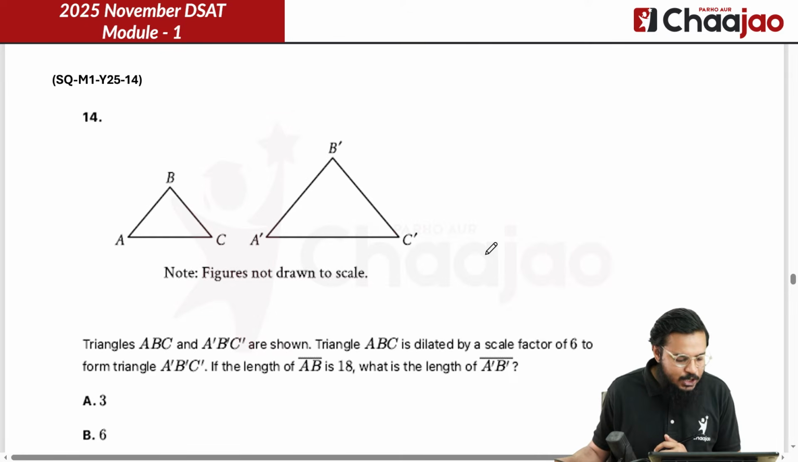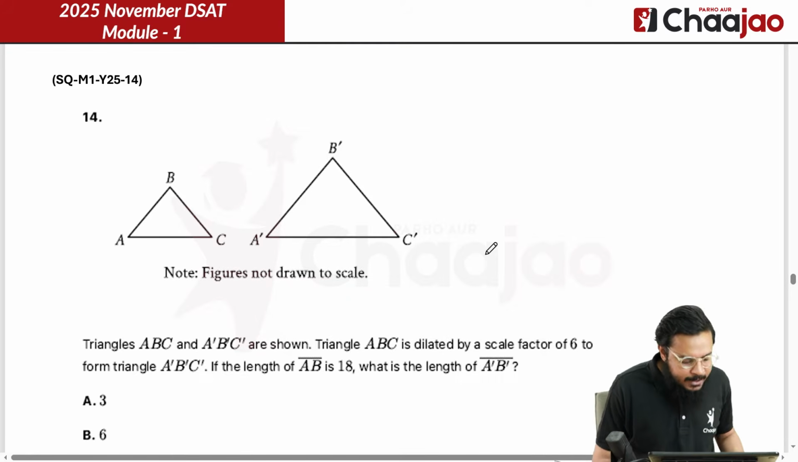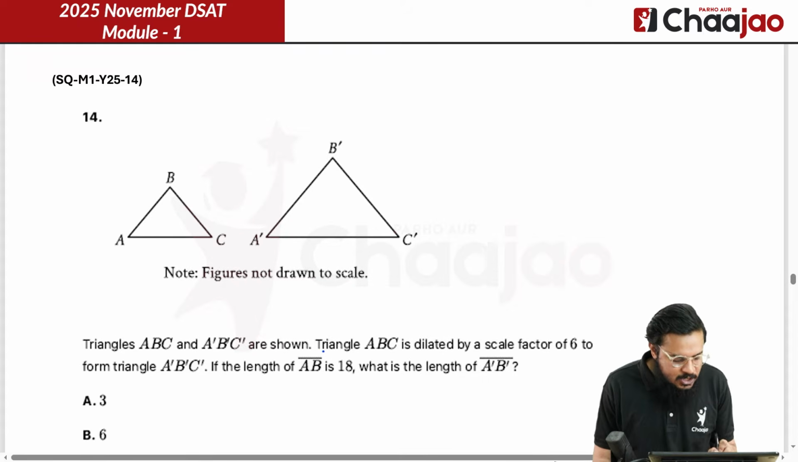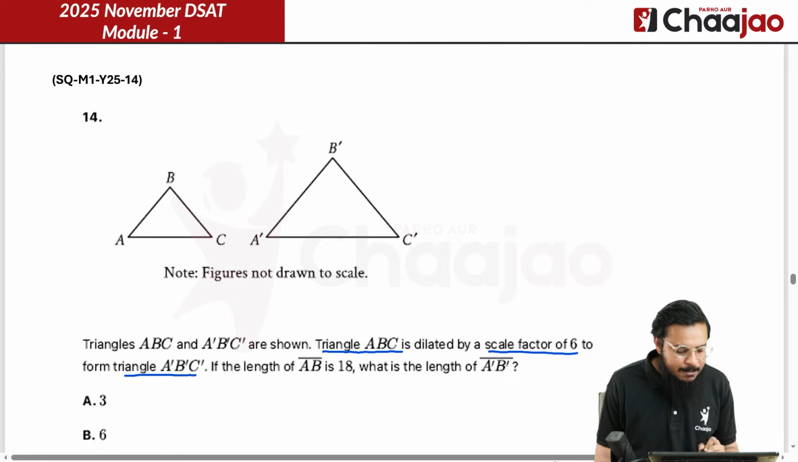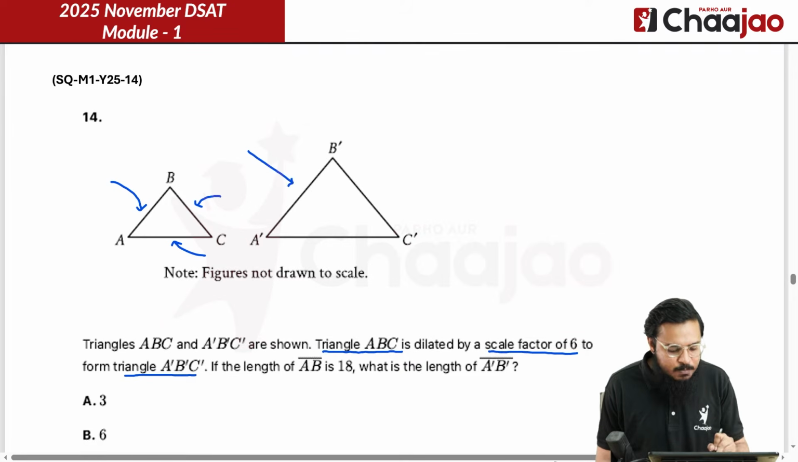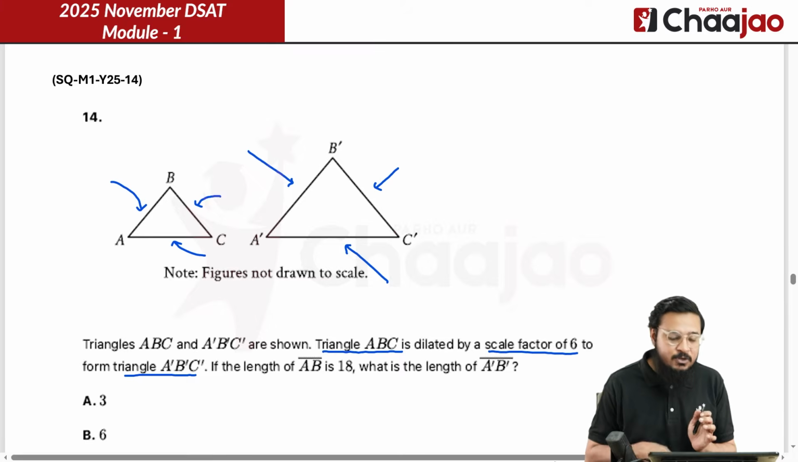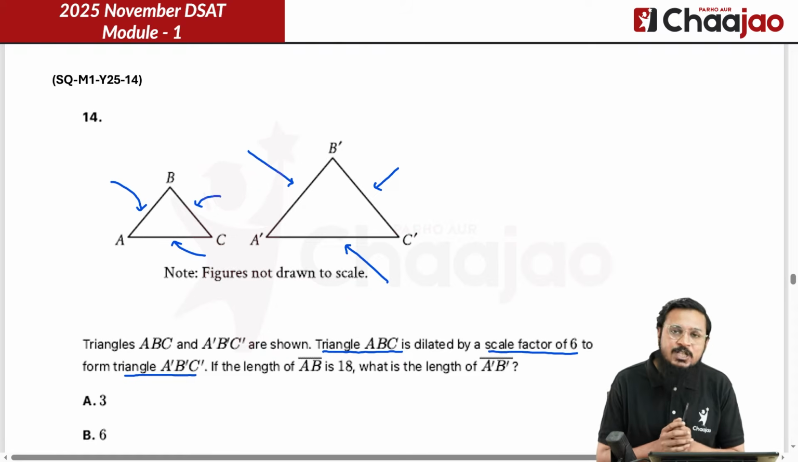Now moving on to question number 14. Okay, triangle ABC and A bar, B bar, C bar are shown. Triangle ABC is dilated by a scale factor. Dilated means basically enlargement. So by a scale factor of 6 to form triangle A bar, B bar, C bar. So what does this mean? It means that every side of triangle ABC is multiplied by the number 6 to calculate the corresponding side of this bigger triangle, which means that both of these two triangles should be similar because the ratio of the corresponding lengths would always come out as 6.